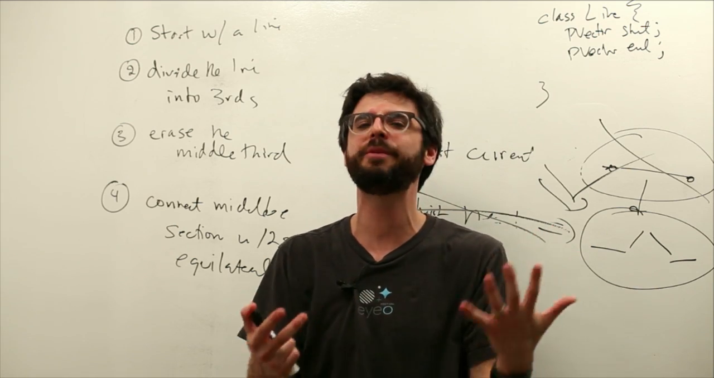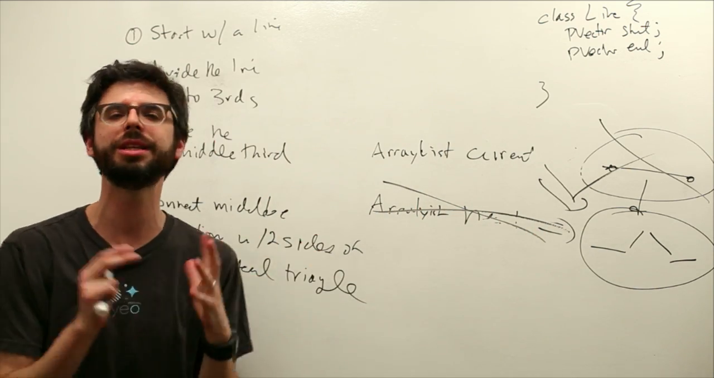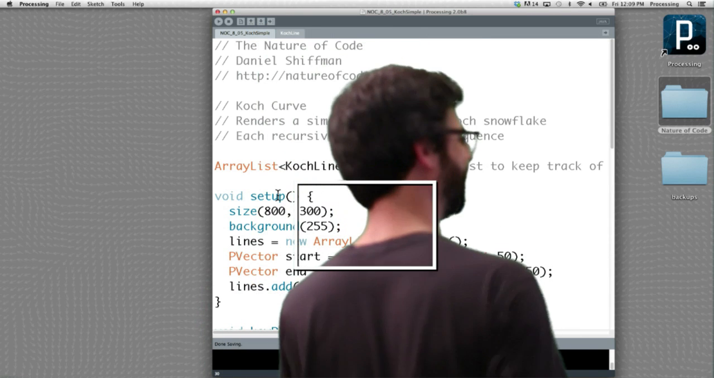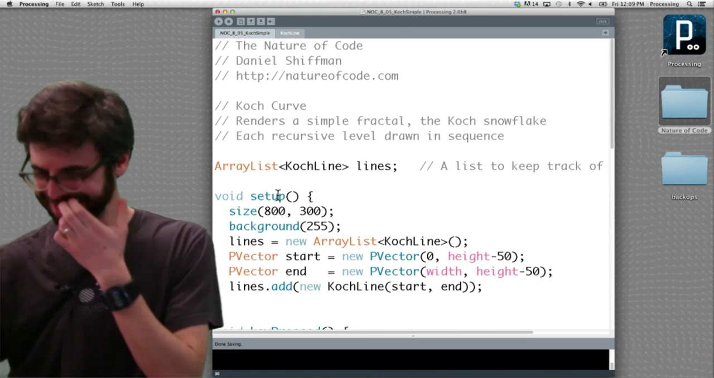But let's take the next step forward and look at this in the actual code and see if we can understand it a little bit better. Okay. Darkness, sadness, light, happiness. Okay, I'm back. Camera was off.